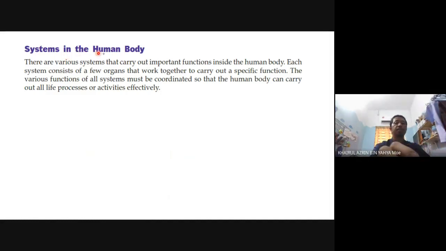Systems in the human body. There are various systems that carry out important functions inside the human body. Each system consists of few organs that work together to carry out a specific function. The various functions of all systems must be coordinated so that the human body can carry out all life process or activities effectively. So dia cakap dalam badan manusia ni ada macam-macam sistem.